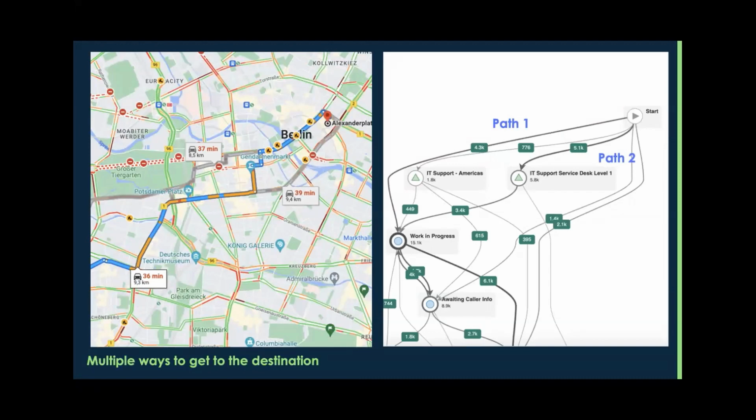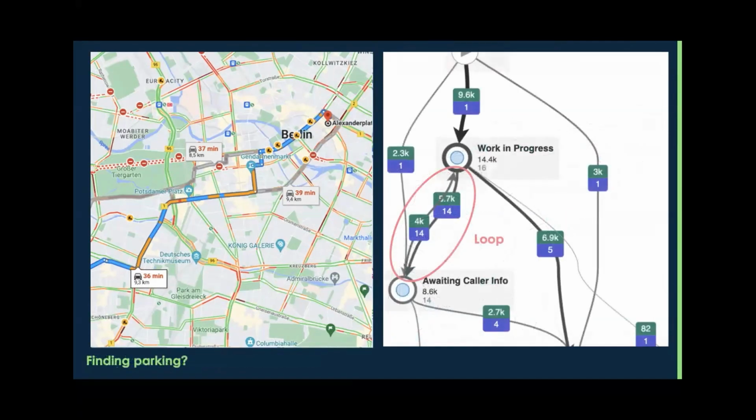It can go to different routes. It can go to different assignment groups or different states if you're flowing around, and it can take a different amount of time. So we have really a comparison between the map and the process map. And we're, for example, finding parking, which in the process is a loop where we're going all the time from work in process to waiting call info and again and again. That is like driving the street all the time, looking for a parking lot somewhere.